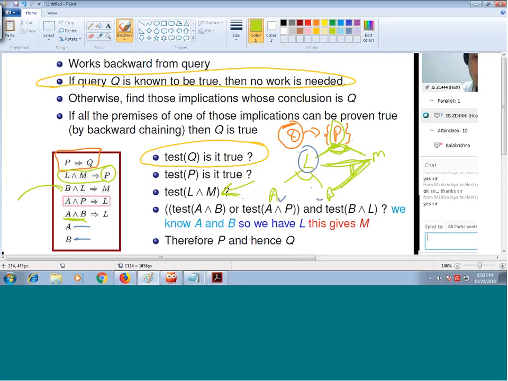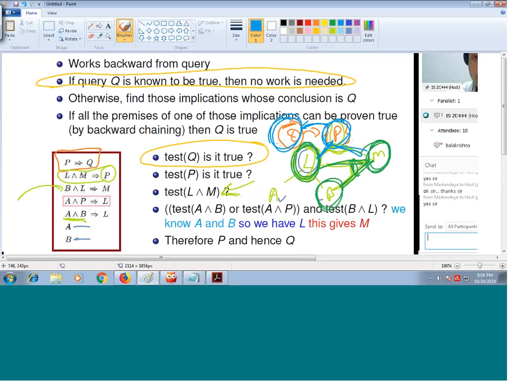Then by this you say that L is true. If L is true and B is also true, it gives you that M is true. In backward chaining you find out that M is true, and when these two things are true, they simultaneously give you that P is true. And when you get that P is true, it immediately gives you that Q is true.